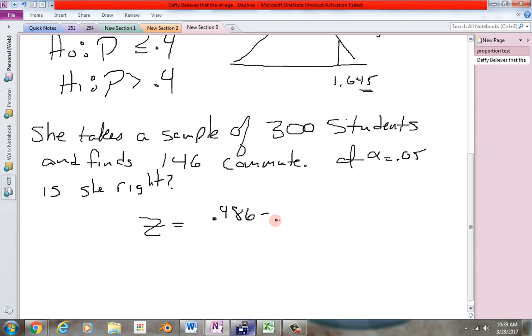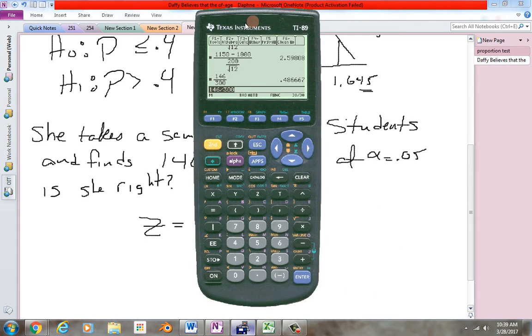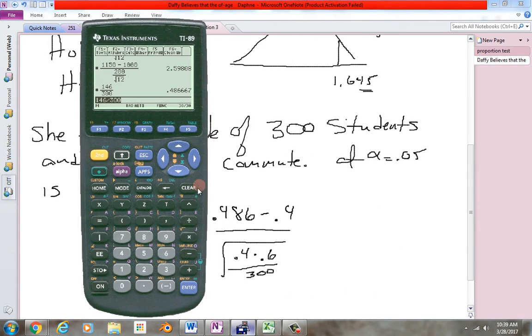0.486 minus 0.4. Again, it's bigger than that. Otherwise, I don't think Daphne would have been like, oh, I know, let's go test it. I think she had a pretty good inkling that it was greater than. The question was simply, is it not just has it increased, but has it increased significantly? That's really the question we're studying here.